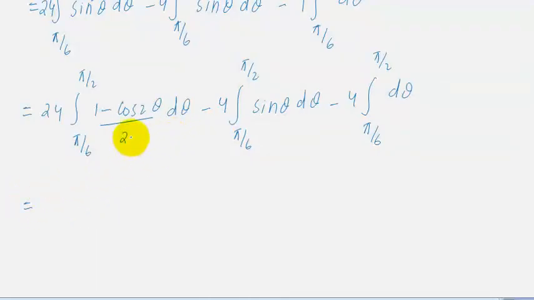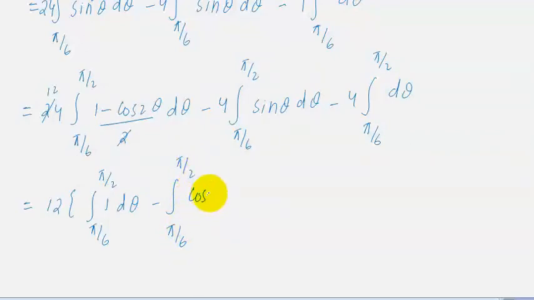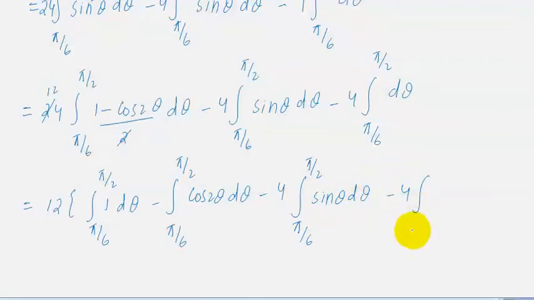In the next step, 2 and 24 cancel out and we get 12 times the definite integral from pi by 6 to pi by 2 of 1 d theta, minus the definite integral from pi by 6 to pi by 2 of cos of 2 theta d theta, minus 4 times the integration from pi by 6 to pi by 2 of sin theta d theta, minus 4 times the integration from pi by 6 to pi by 2 of d theta.